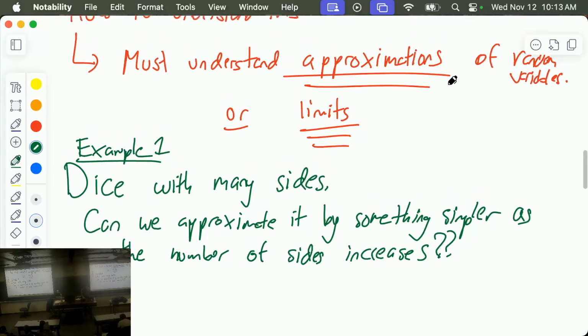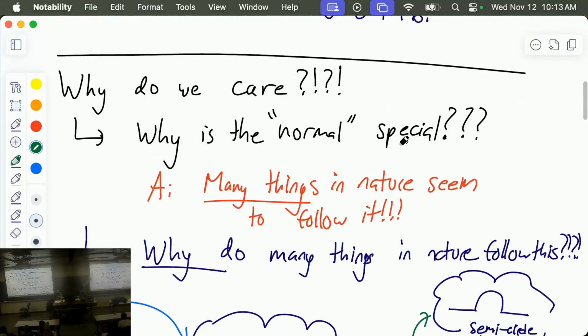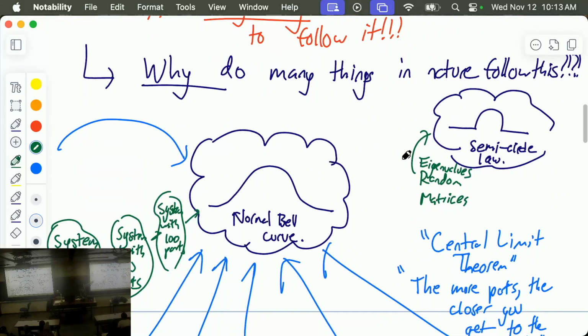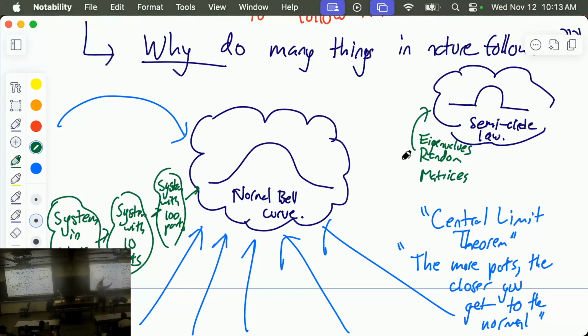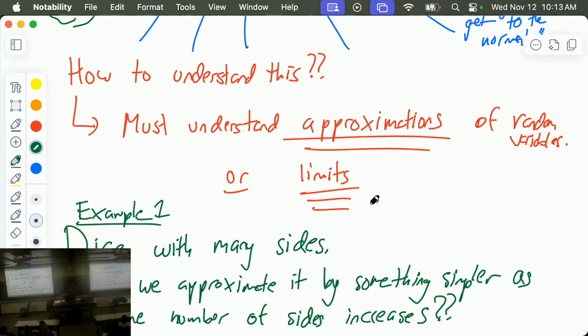And that's the idea. So the big idea is we want to understand why we care about the normal distribution. The answer is the normal distribution comes up as sort of the limit point, the attractor. Things tend to get close to it in a certain sense. And how we're going to understand this is approximations and limits of random variables.